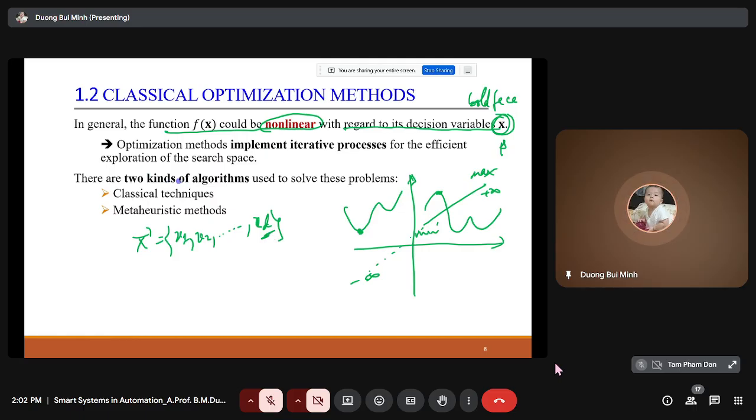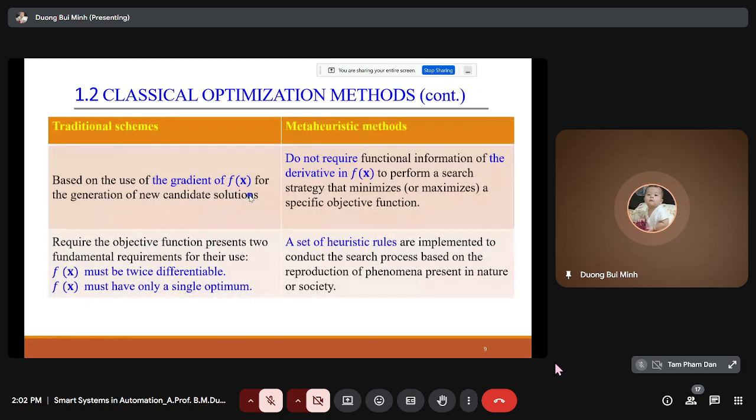There are two kinds of algorithms used to solve these problems. Classical techniques: lecture one is for classical techniques, and lectures two, three, four, five and so on cover metaheuristic methods. Now we have the comparison between the traditional scheme and metaheuristic methods.